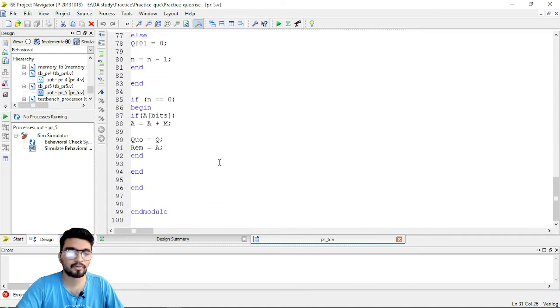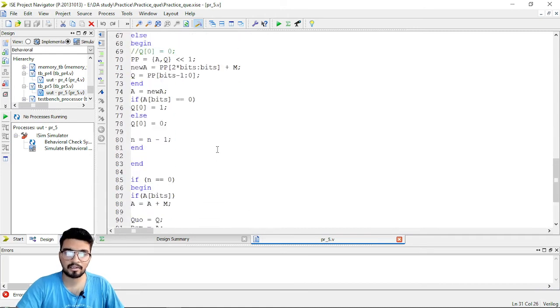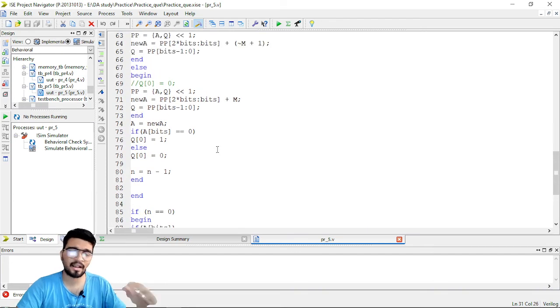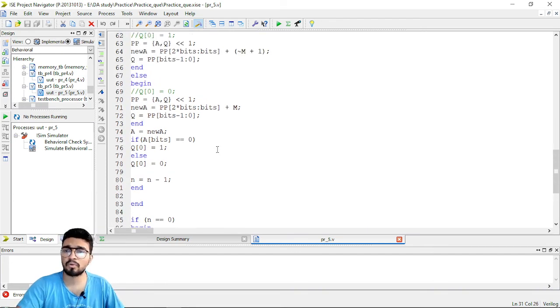If you do not understand, you can write in the comment section, but it is very simple, and if you understand the algorithm, you can understand the flow of this code as well.